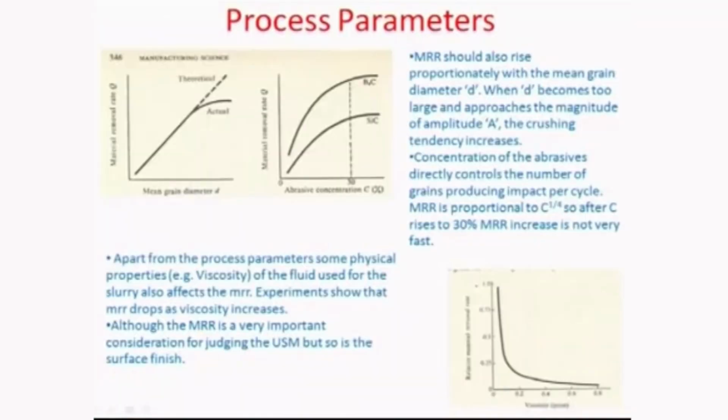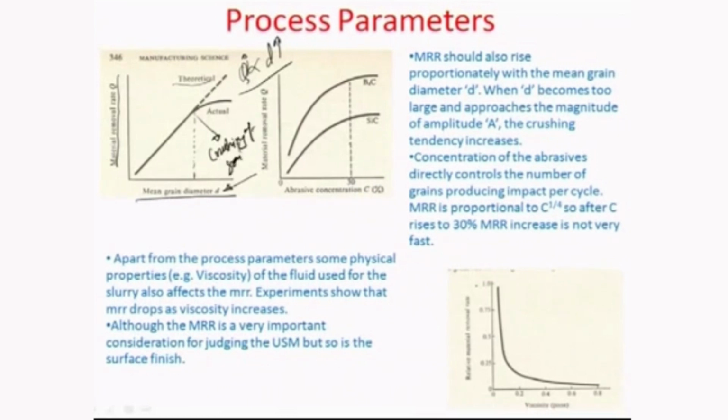There are certain other aspects which I would also like to point out here. For example, if we talk about the variation of material removal rate with the mean grain diameter, it is obvious to assume that as the grain diameter increases, the material removal rate theoretically should increase proportionally, as already mentioned earlier, that Q is proportional to the mean grain diameter D. But again the important aspect of grain crushing comes in here, because if the grain diameter is too high, there is a tendency of the tool to start crushing the grains, as you can see here.